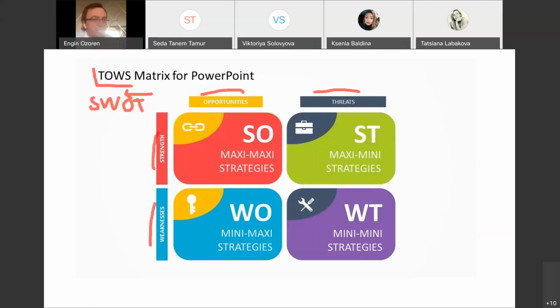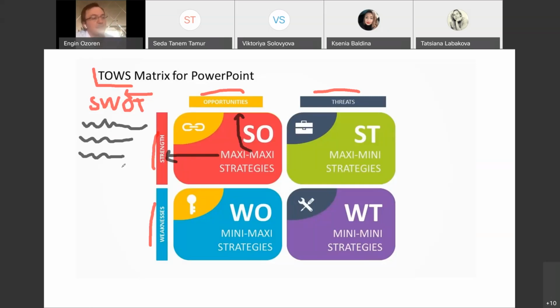So please do that exercise with your family members. Please give them a chance to fill in their SWOT analysis, and let's create your TOWS and their TOWS analysis for the first time together. What does maxi mean? Dears, maximize your strengths to maximize your opportunities. So we are writing down your maxi strategies.